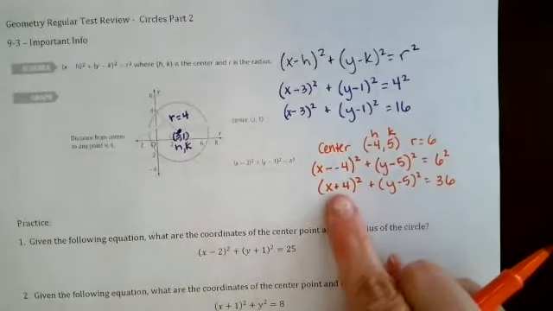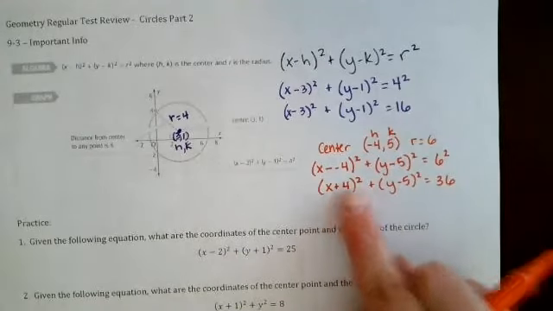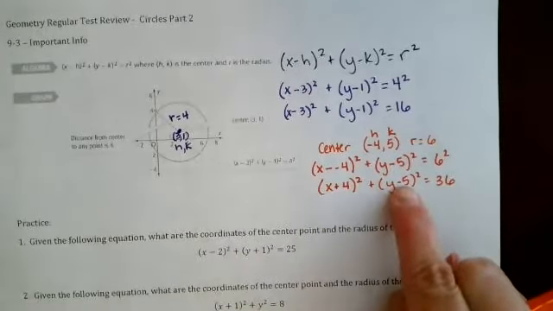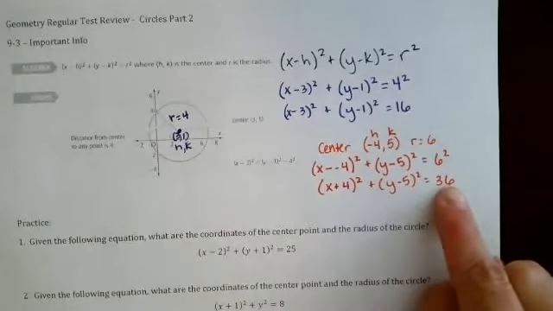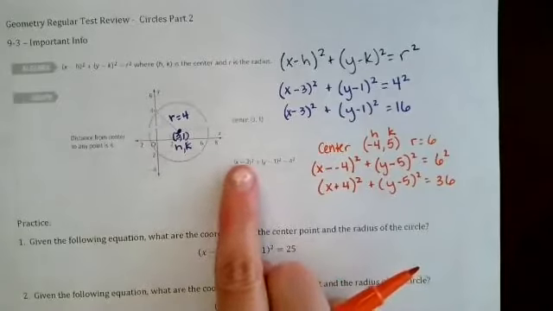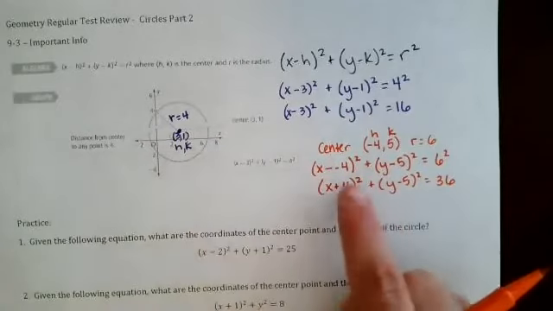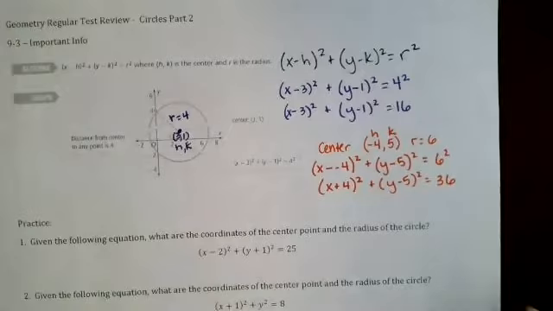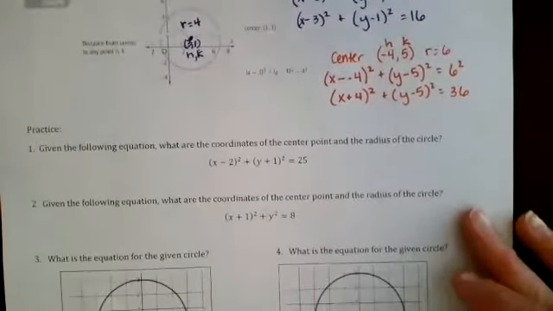So our equation would then be (x + 4)² + (y - 5)² = 36. So see how if you have a negative value for your center point, you're going to have a plus sign in your equation. Now keep that in mind as we do our practice problems.